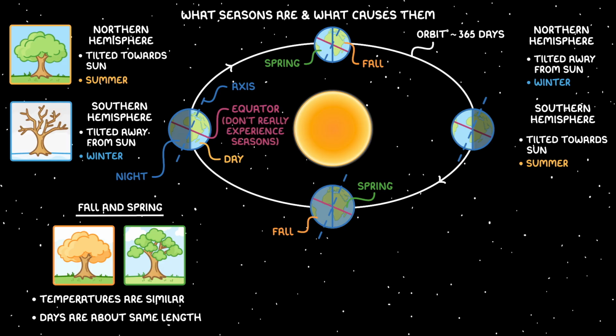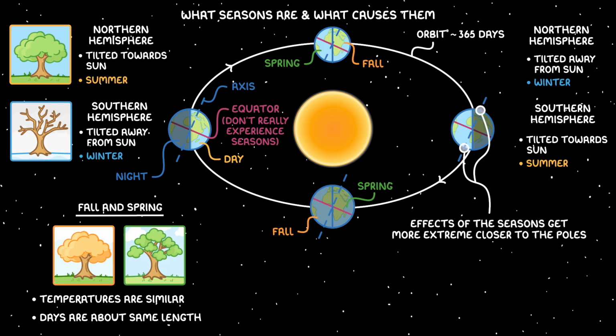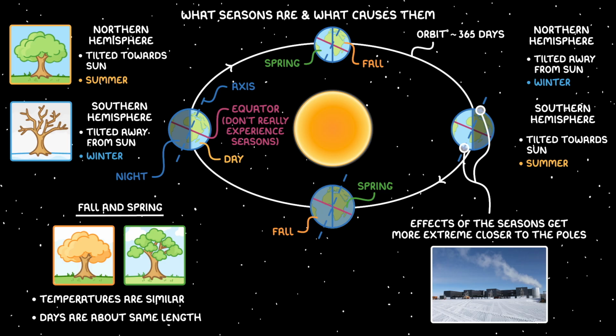Now, you might have noticed that if you're near the equator, you don't really experience seasons at all, because no matter where you are in the Earth's orbit, the equator gets about the same amount of sunlight. And finally, it's worth noting that the effects of the seasons get more extreme the closer you are to the North or South Pole. For example, at the Amundsen Scott South Pole Research Station in Antarctica, the sun never sets during the summer, and during the winter, it never rises.